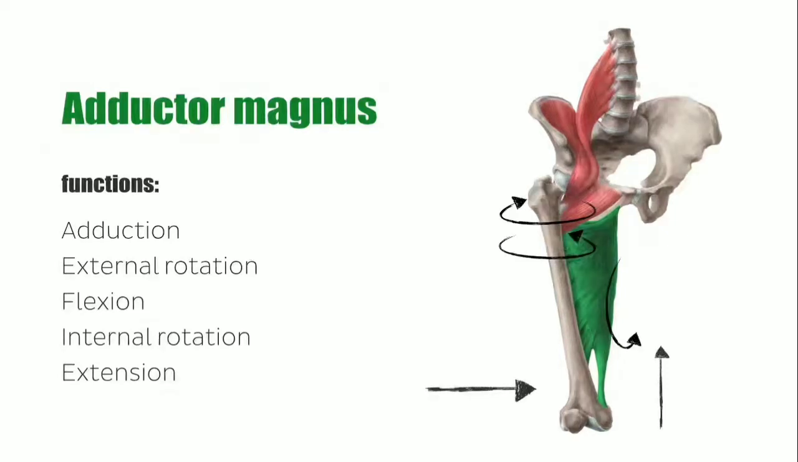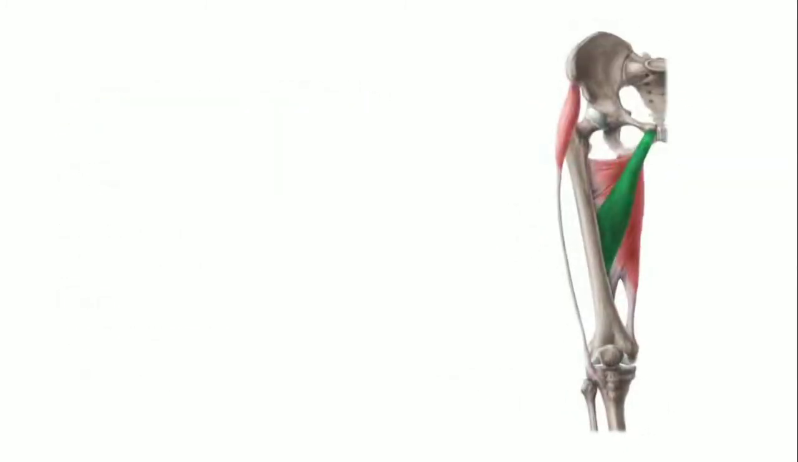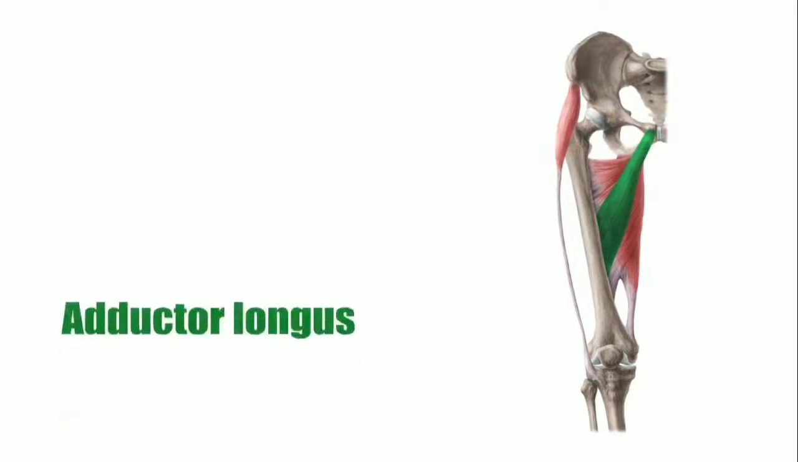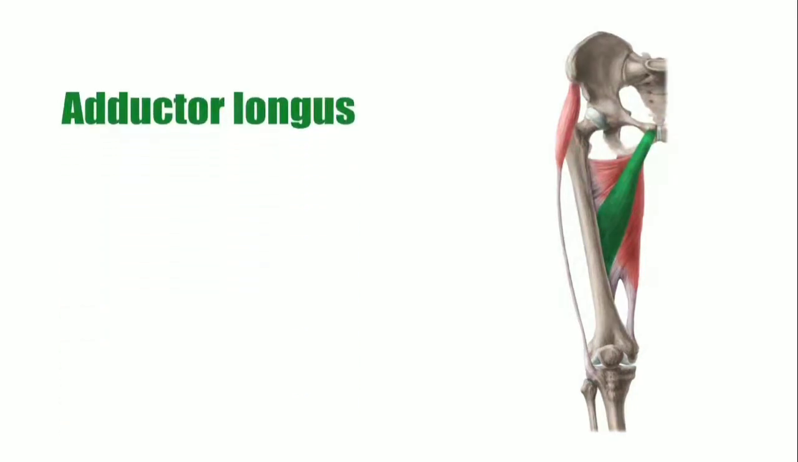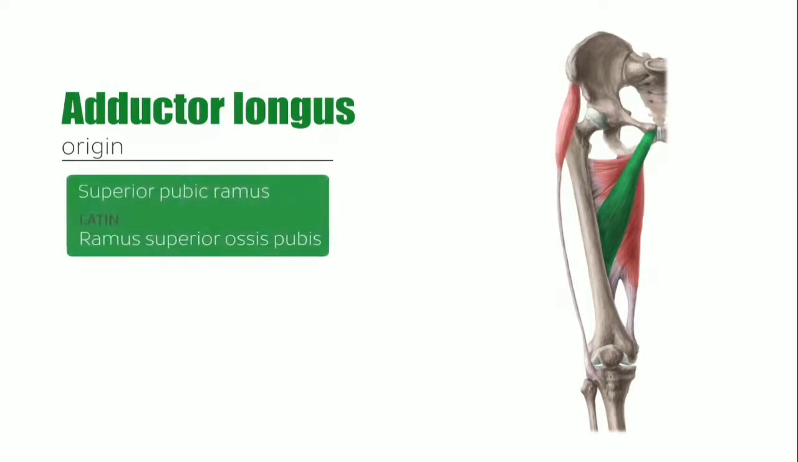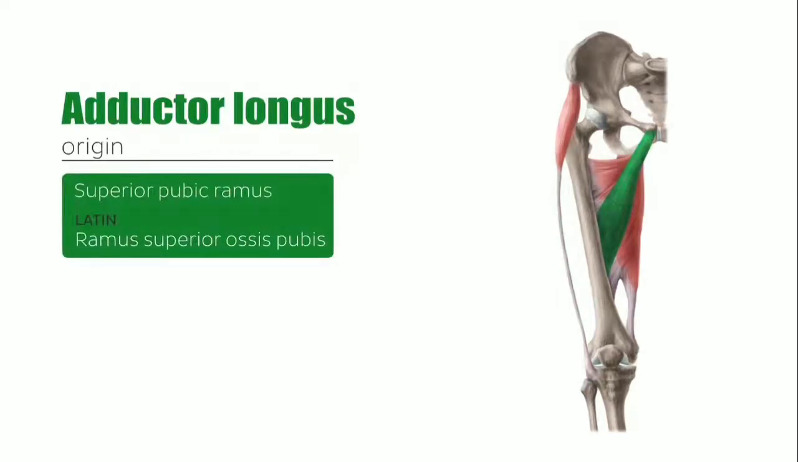Now we're going to move on to the next one on our list, this long muscle seen here highlighted in green. And yes, I spoiled it already. This is a long muscle, and we're going to be calling it the adductor longus. And the adductor longus is going to be originating from two parts that we need to remember here. The first one is the superior pubic ramus, and the other part is the pubic symphysis.